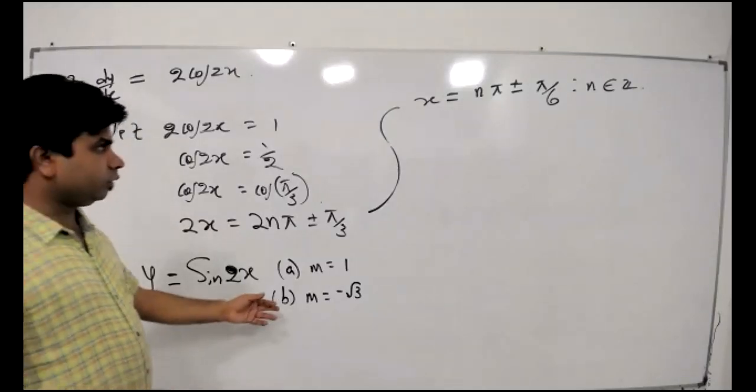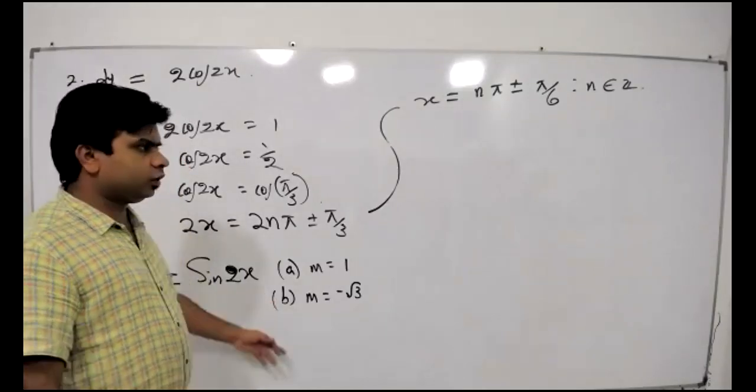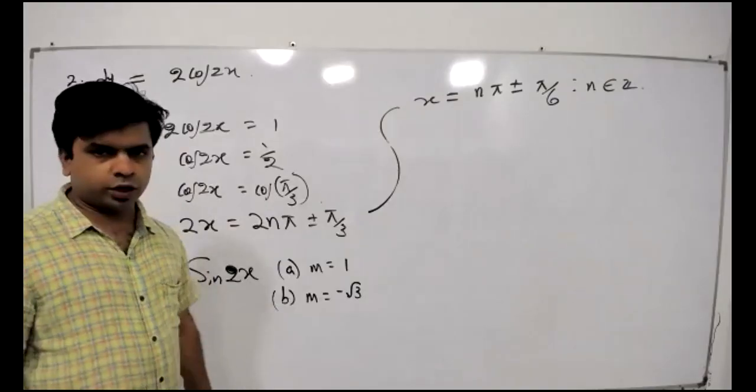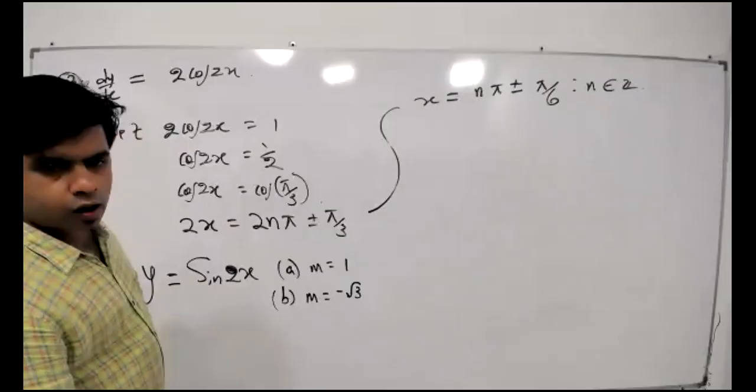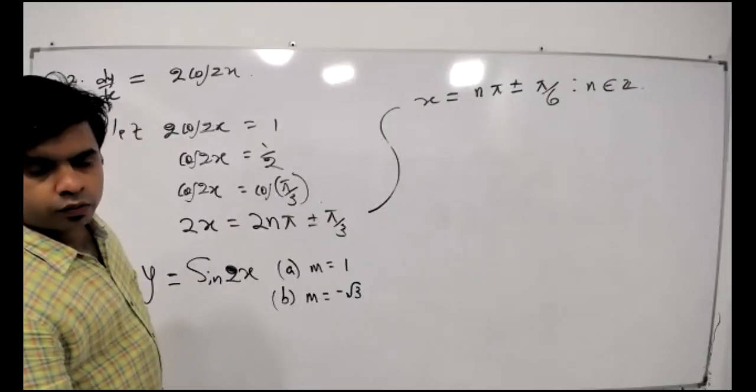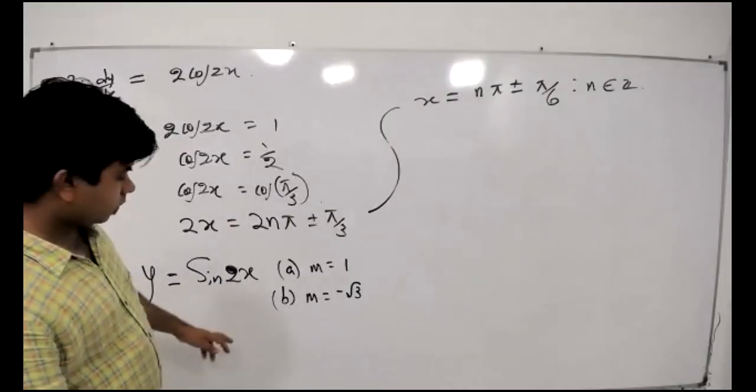For the part B, what are the x values? What are the x values corresponding to that? Where is minus root 3? Please let me know. Raise your hand also on this for the part B.